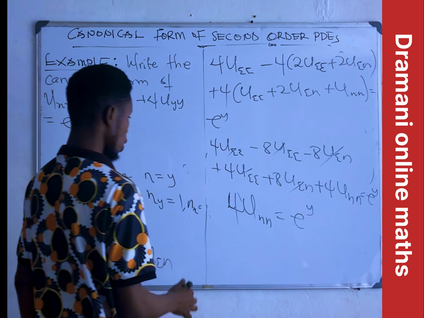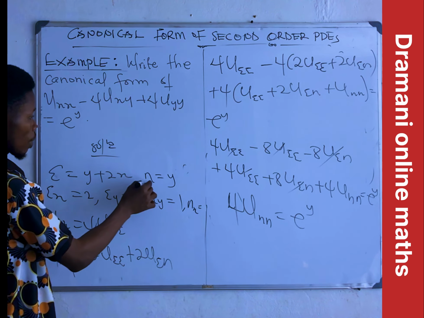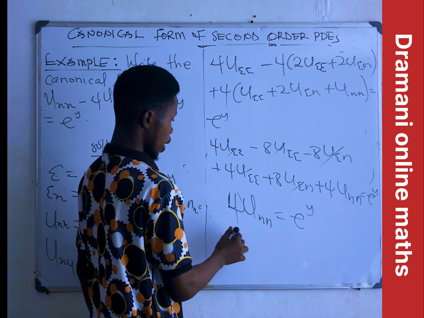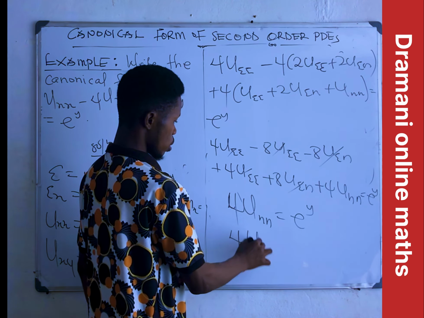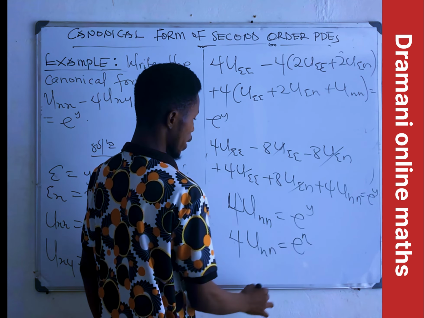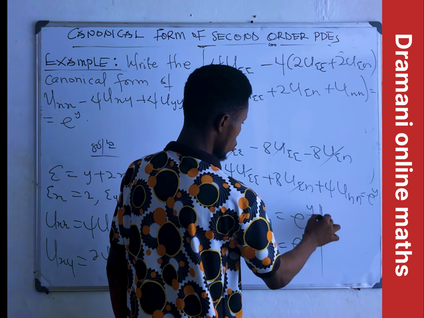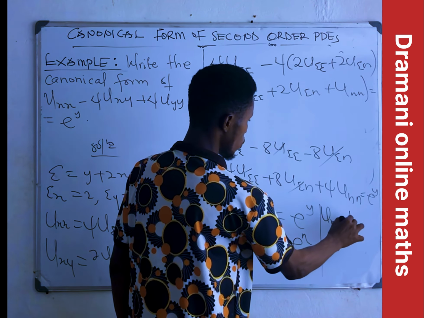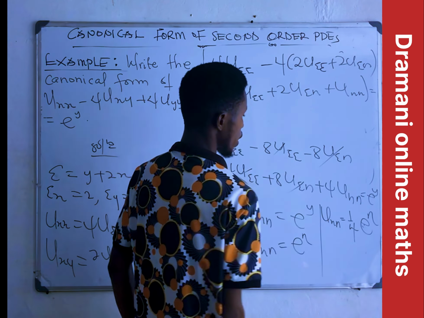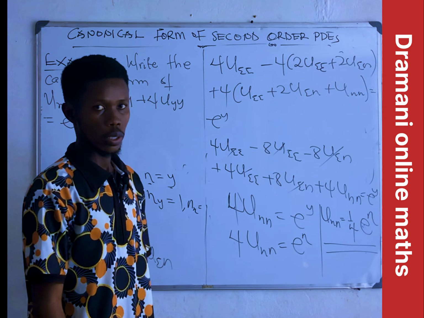But remember, you have to change everything to xi and eta. Remember that we said that our eta is y. So wherever you see y, you can put eta there. So we have 4 u eta equals e to the power eta. If I divide both sides by 4, my final answer is going to be u eta equals 1 over 4 e to the power eta. So this becomes my canonical form. Is that okay? Very good.